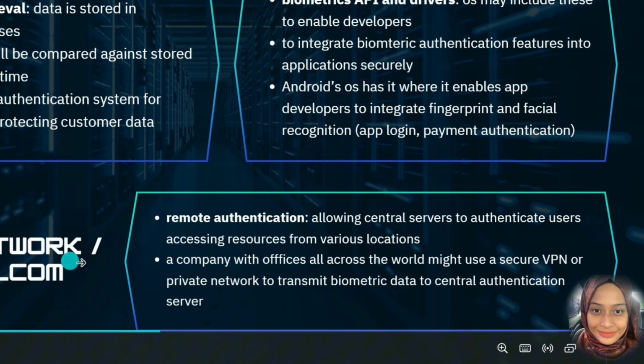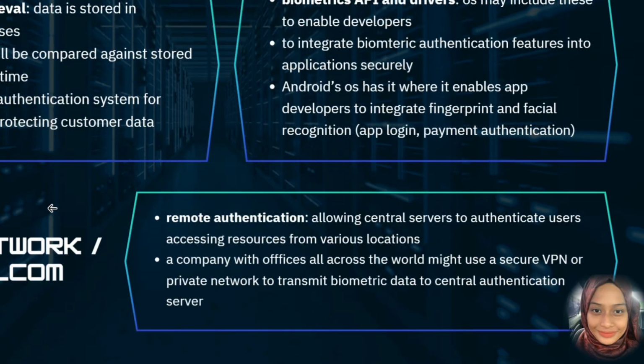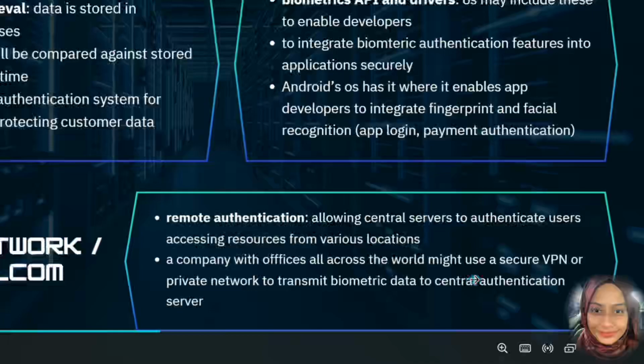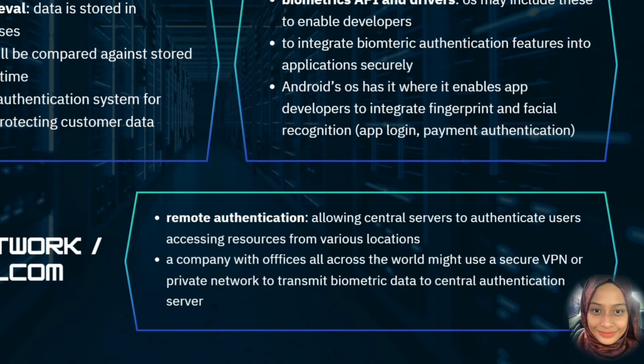In terms of network and telecommunication, it uses remote authentication, where it allows central servers to authenticate users accessing resources from various locations. A company with offices all across the world might use a secure VPN or private network to transmit biometric data to a central authentication server, for example.